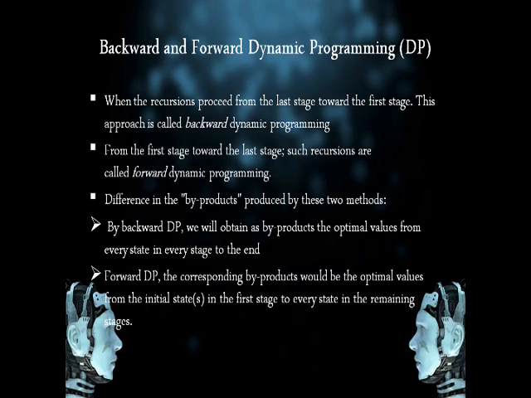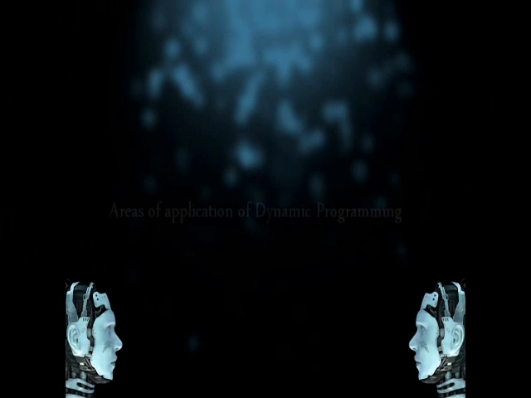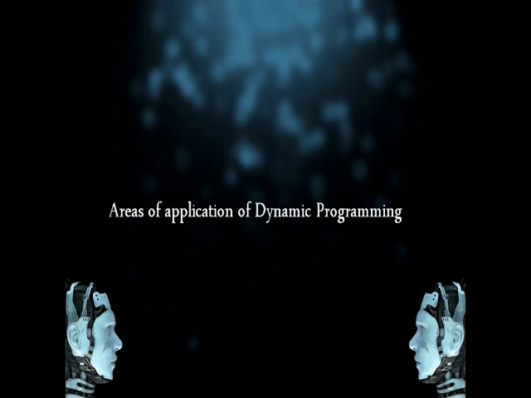In general, one can adopt either one of these two approaches to solve a problem. There is, however, a difference in the byproducts produced by these two methods. In solving a problem by backward dynamic programming, we will obtain as byproducts the optimal values from every state in every stage to the end, whereas in solving a problem by forward dynamic programming, the corresponding byproducts would be values from the initial states in the first stage to every state in the remaining stages.